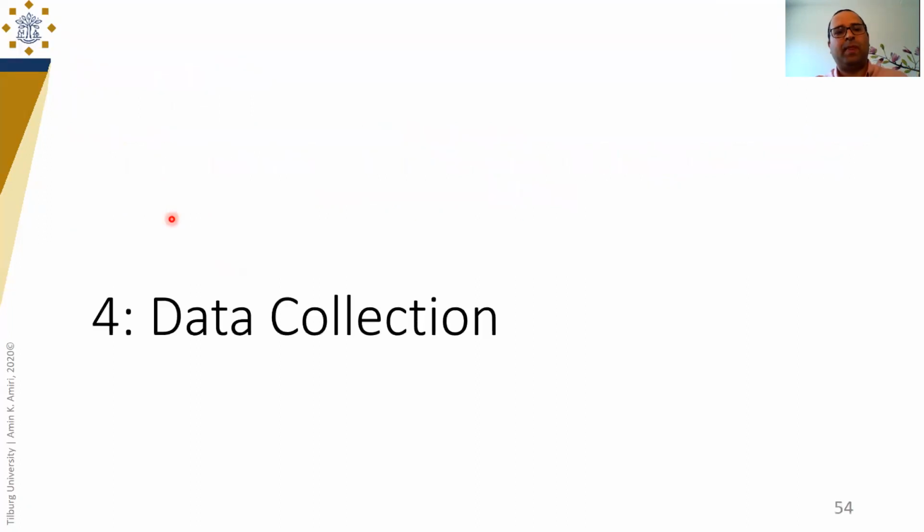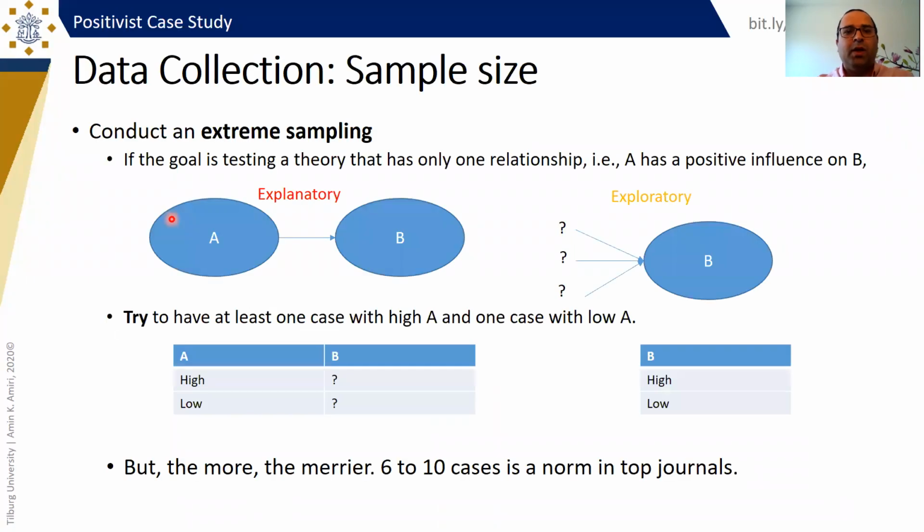Okay, good. Now about data collection. Actually, in 10 or 12 minutes I should be done. I'll try to go over this fast, and after that I'll stay. If you have questions, you can ask. So first, how to choose sample size. Assume that you have only this A and B. You need to go for extreme sampling. That means a case where A is high and another case where A is low. Or you can choose B, when B is high and B is low. This is the least that you need to do.